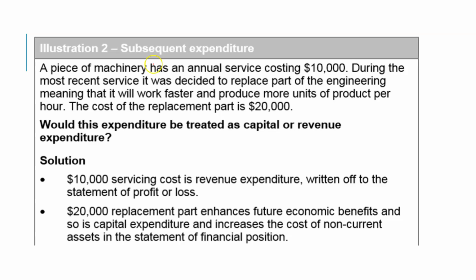So what do we have here? We have a piece of machinery that has an annual service costing £10,000. So this is an annual service cost. This is revenue expenditure. It's about servicing, maintaining, isn't it? During the most recent service, it was decided to replace part of the engineering so it worked faster. So the key point here is this replacement cost is a capital cost.